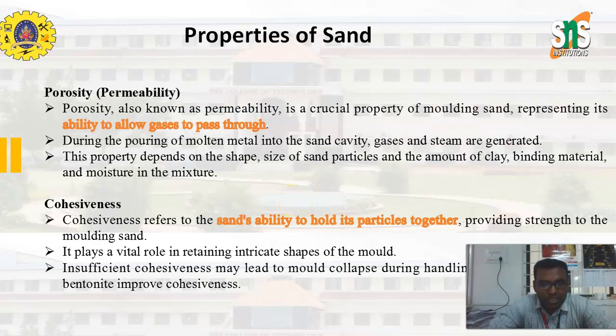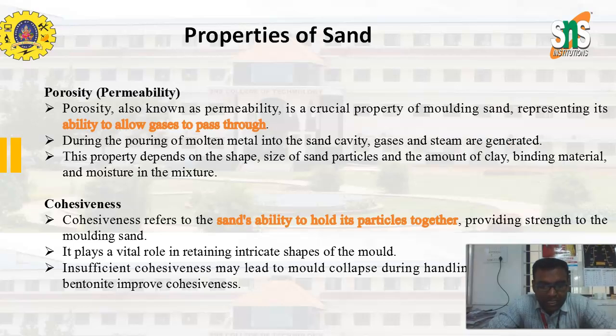First is porosity. Porosity is the ability of sand by which it allows gases to pass through it easily. It is also known as permeability. It is one of the crucial properties of molding sand. It represents its ability to allow gases to pass through. During the pouring of molten metal into the sand cavity, gases and steam are generated. This property depends on the shape and size of sand particles, and the amount of clay, binding material, and moisture in the mixture.